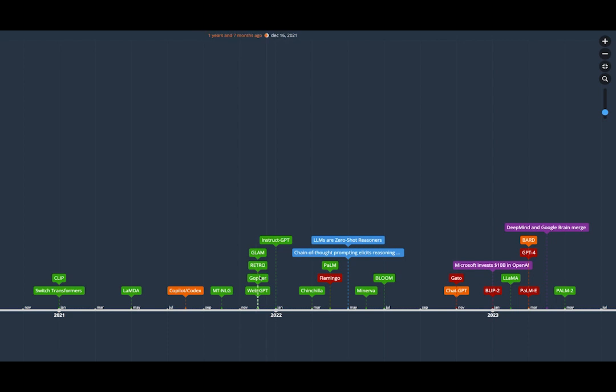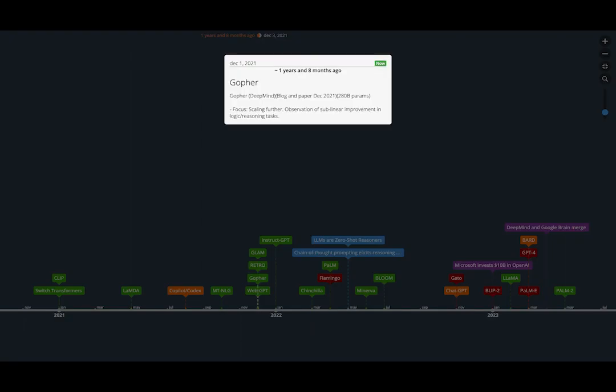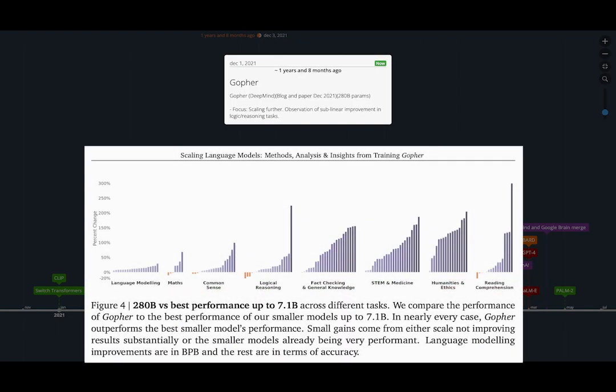The second study was Gopher. Gopher used GPT-like architecture and was high-performing, but didn't bring a whole lot of new technical innovation. The research paper, however, did come with the observation that reasoning-heavy tasks were improving at a lower rate than knowledge-intensive tasks.